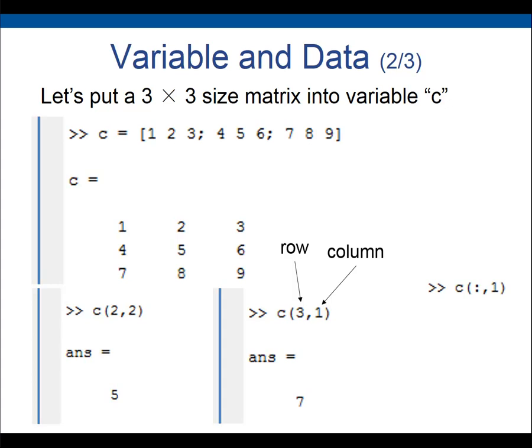And the last question is, what is the column 1? So this column means all the elements. The column 1 is the first column. So here, the first column, all the elements, so we can say the result is 1, 4, 7. Okay?